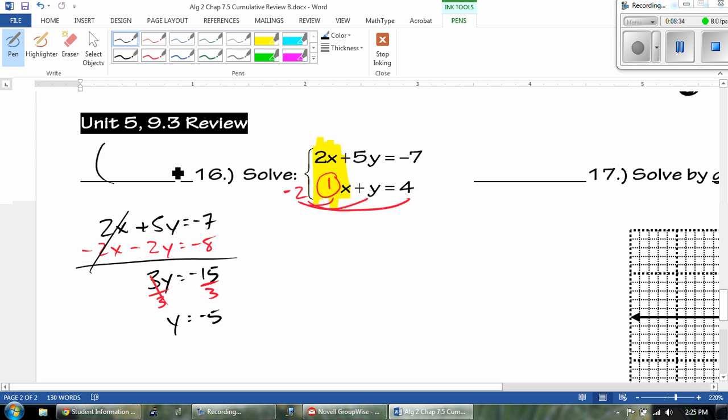Now, guess what? You're not done. All you found was the y. I need the x. So to find the x, I'm going to plug back into either one of the original equations.